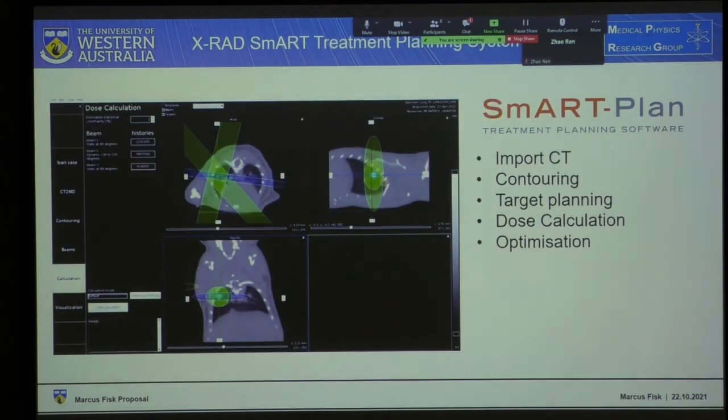It comes with a treatment planning system called SmartPlan, which allows you to import the CT and then contour target shapes, then plan multiple beams to that target shape. You can have arc beams as well.